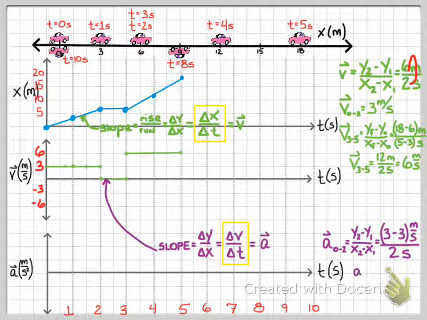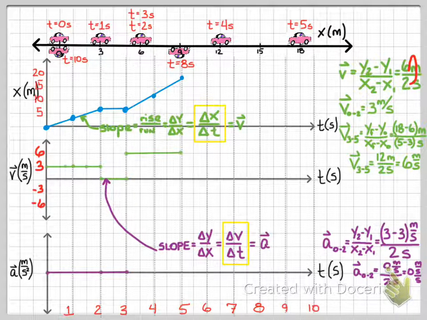0 to 2 seconds. And there I'll get that my acceleration during that interval from 0 to 2 seconds is 0 meters per second, or 0 meters per second squared. I've gone ahead and graphed that already on the acceleration versus time graph. So the slope of the velocity versus time graph is acceleration. The slope of the position versus time graph is velocity. Let's go ahead and move on.